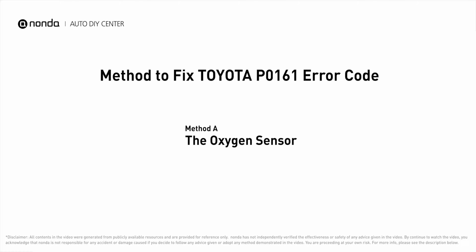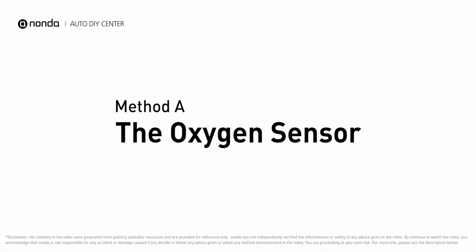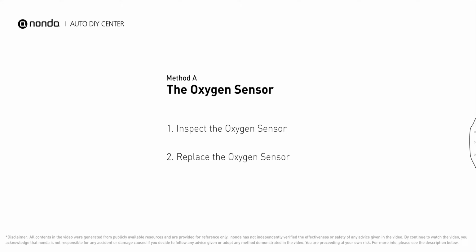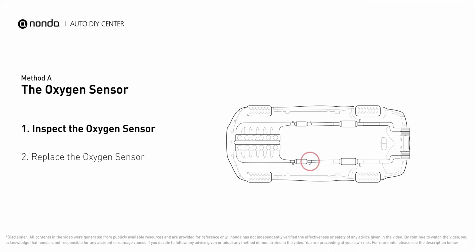Here is one of the most practical solutions to fix Toyota's P0161 error code. Method A, the oxygen sensor. This oxygen sensor is located right after the catalytic converter. Bank 2 is on the side with the cylinder number 2. Sensor number 2 is usually the downstream oxygen sensor behind the converter.